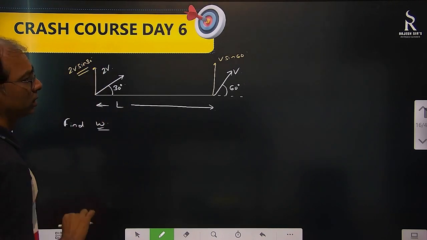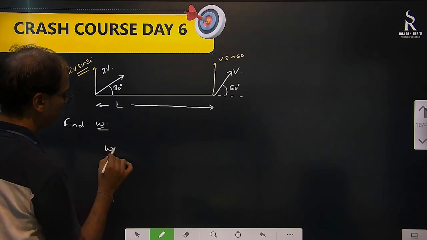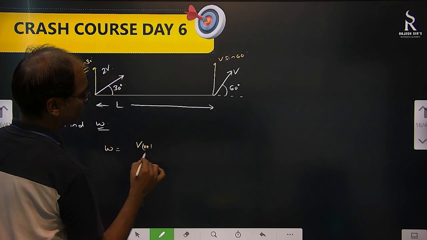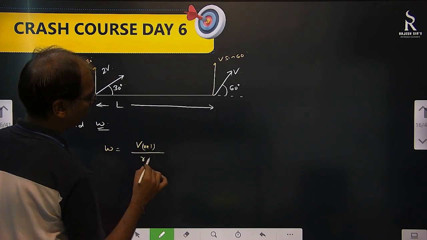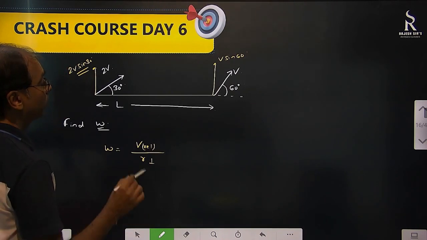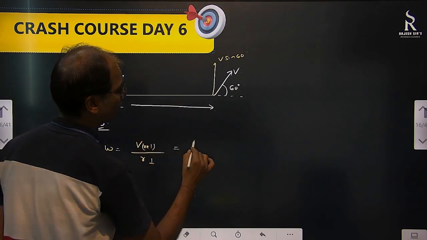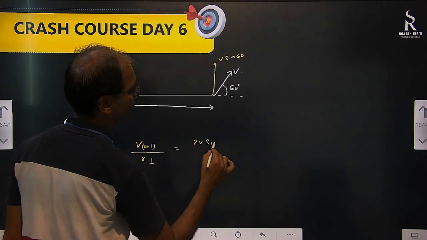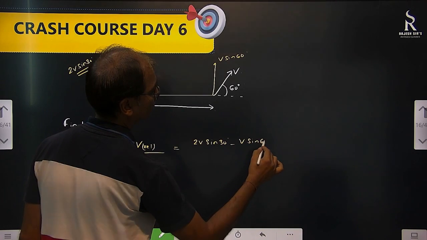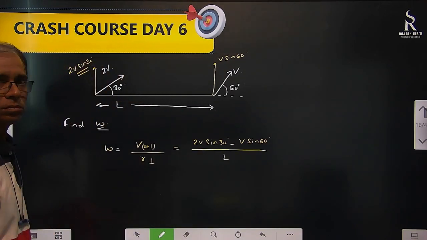Now here two particles are given, not single particles. So here omega will be V relative perpendicular by R, whichever. What we have already done, V perpendicular to that we have found. What do you say? 2V sine 30 minus V sine 60 by R. R means L. That's all.